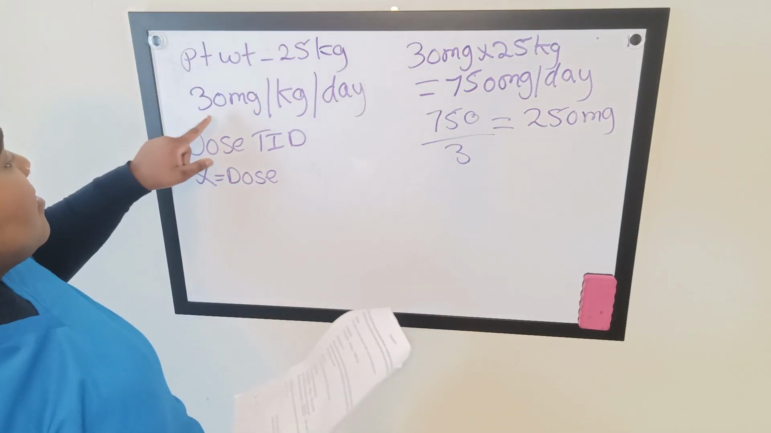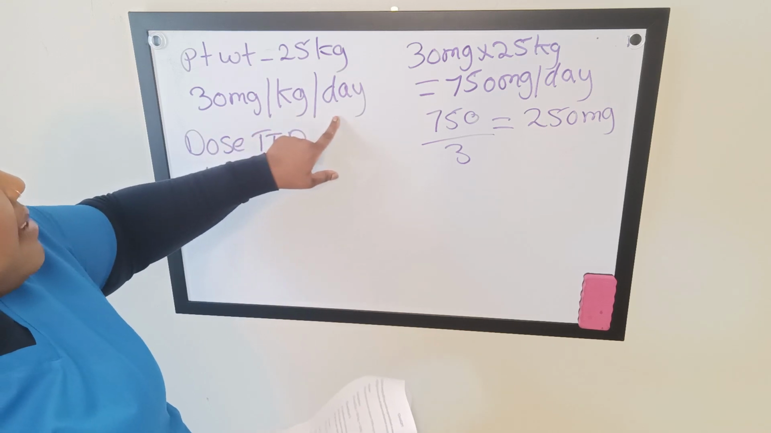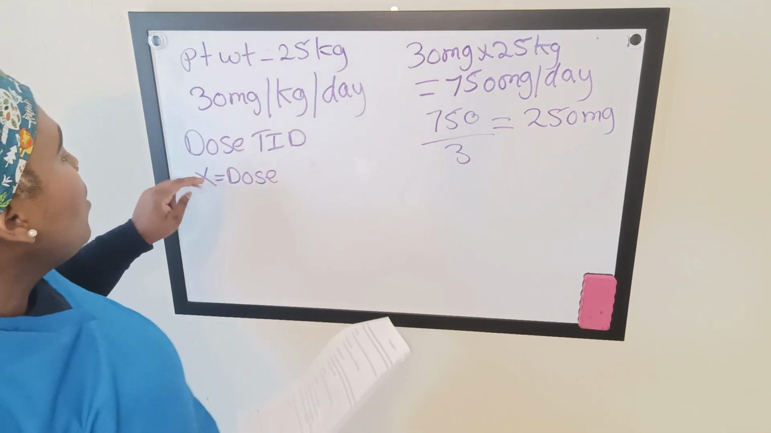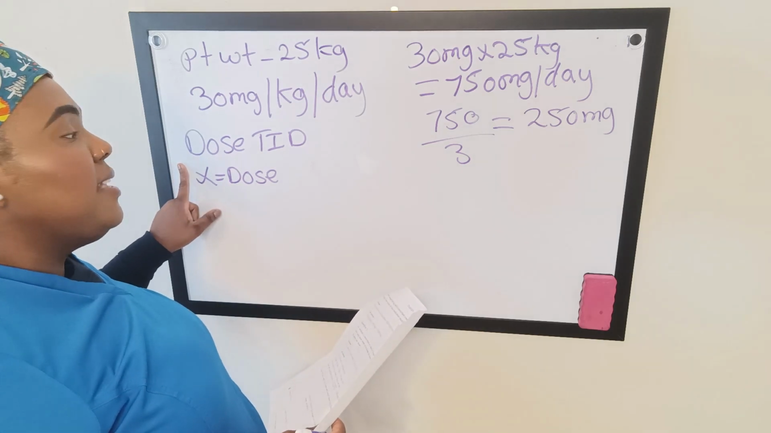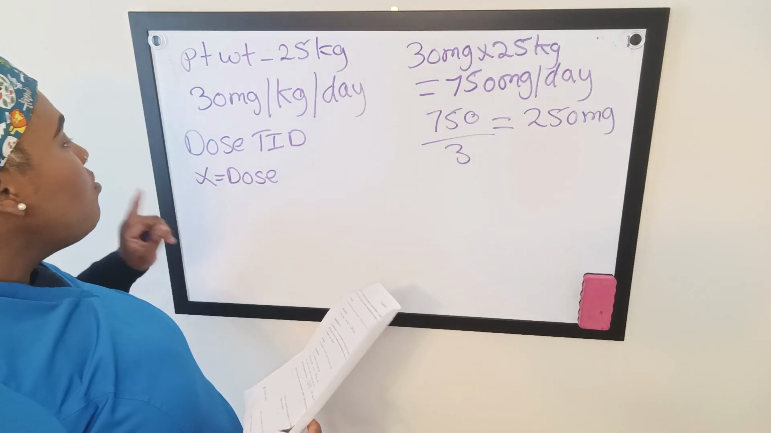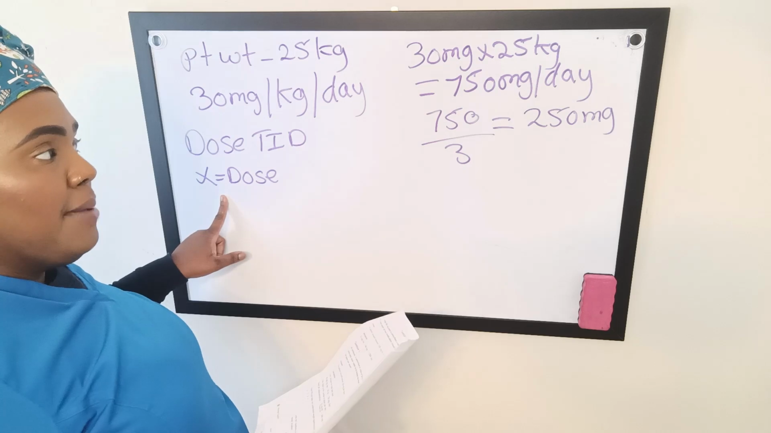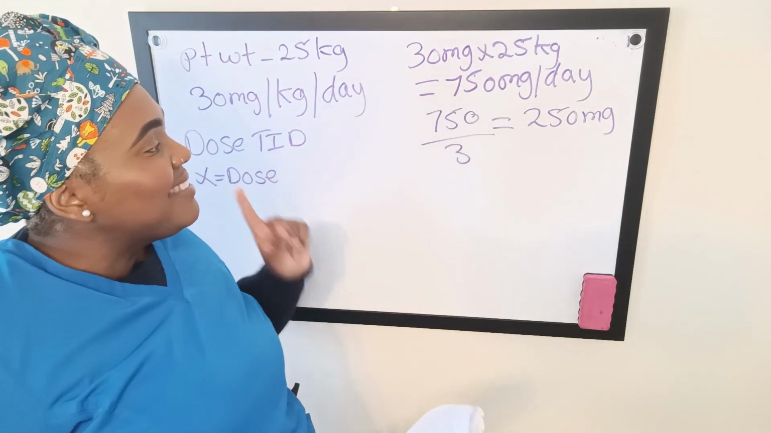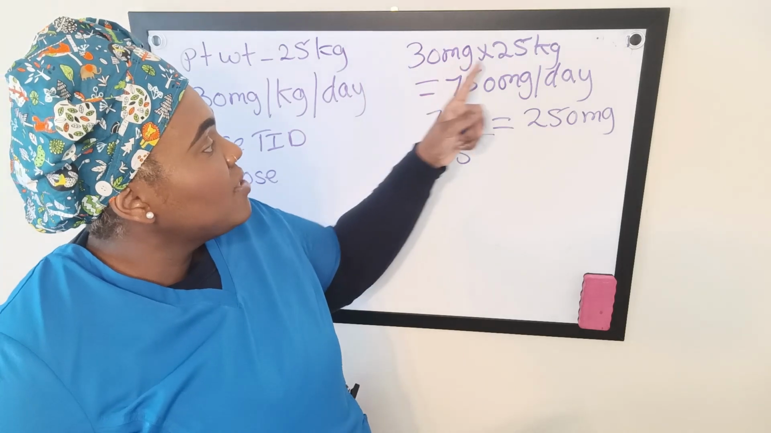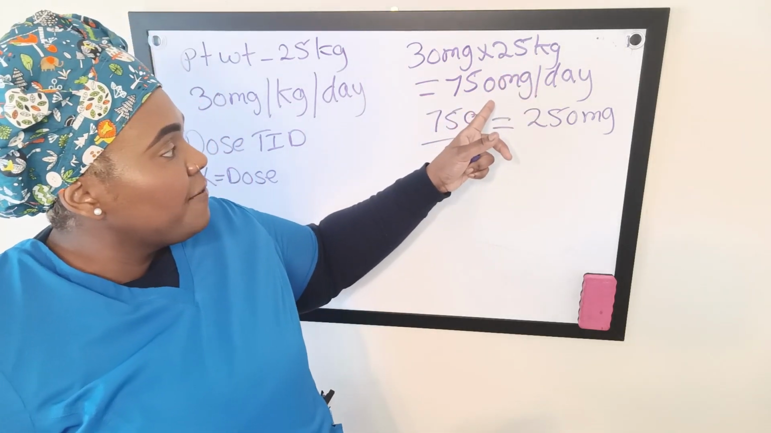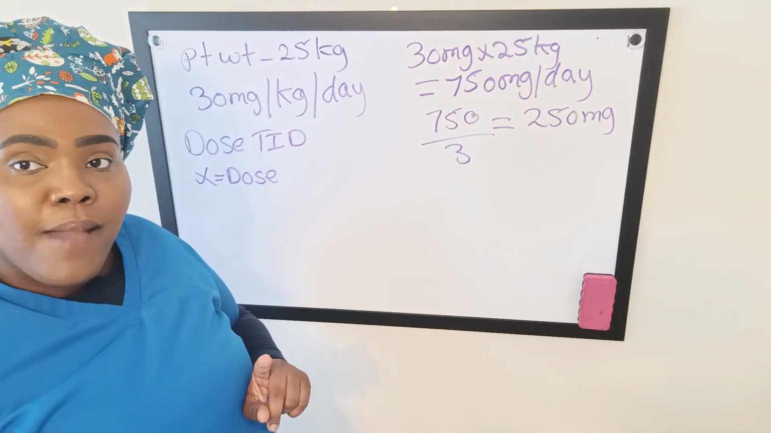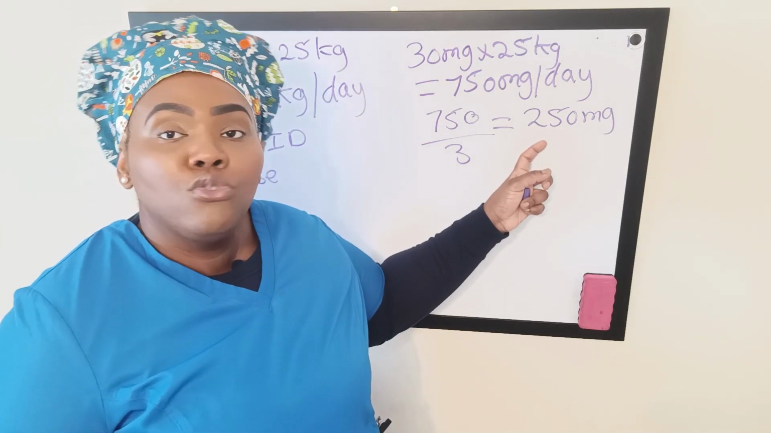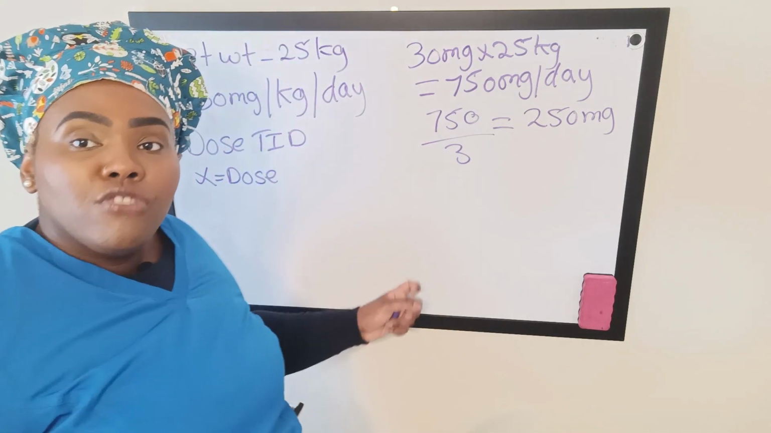So our order was 30 milligrams for every kg per day. Our patient's weight was 25 kgs. We wanted to know, because this patient gets this medication 3 times a day, how much am I giving this patient for 1 time for the day? So we have to break it down. How much am I giving the patient for the entire day? You multiply the dose by your patient's weight, which is 750, and I divide it by 3 because I'm giving it 3 times a day, and that means I'm giving my patient 250 milligrams 3 times a day.